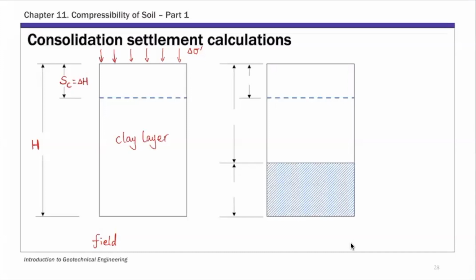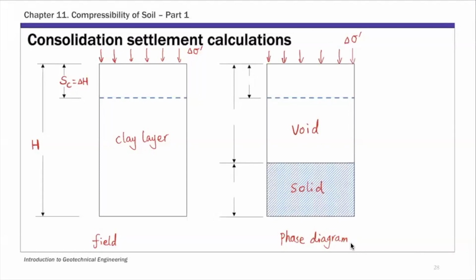And to estimate this consolidation settlement, remember primary consolidation is caused due to the change in void ratio. So on the right-hand side, this is a phase diagram. Since SC is caused by change in void ratio, we just need to find out what's the change in void ratio to estimate SC. So this is the solid phase, and this is the void phase. Again, we're adding load on top.